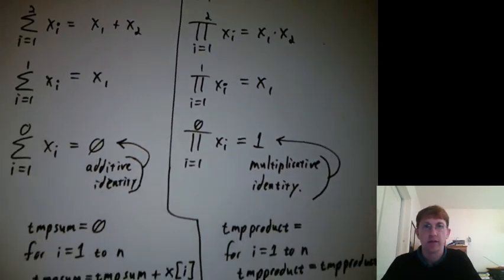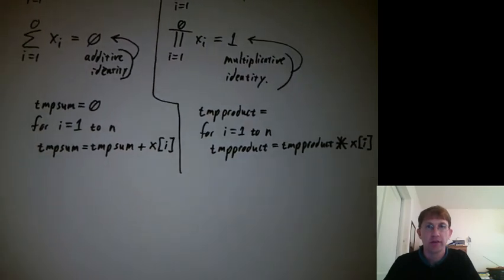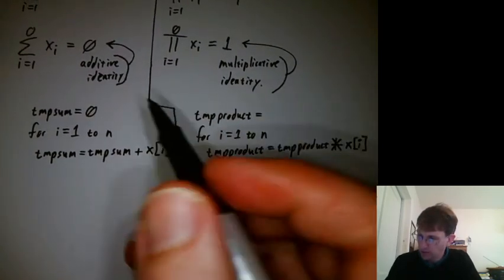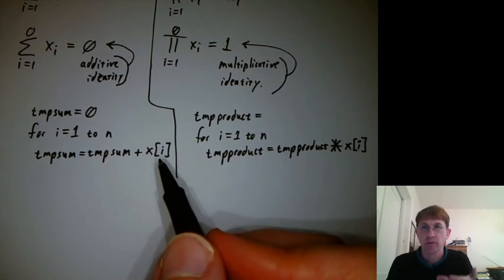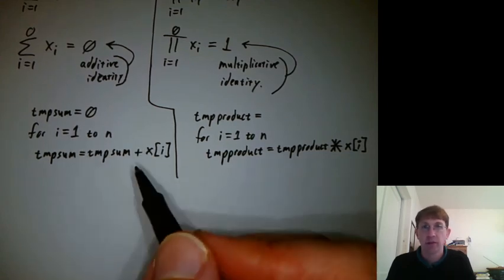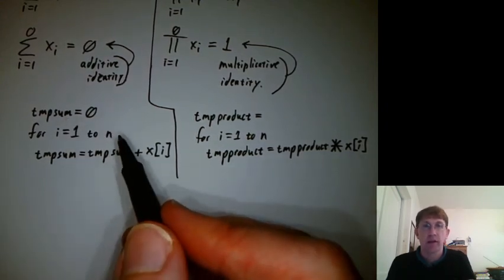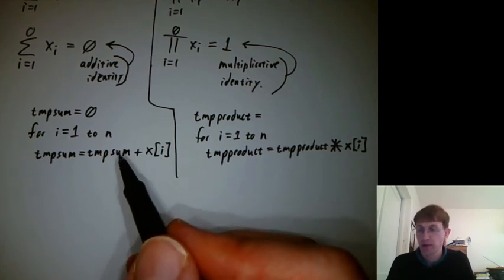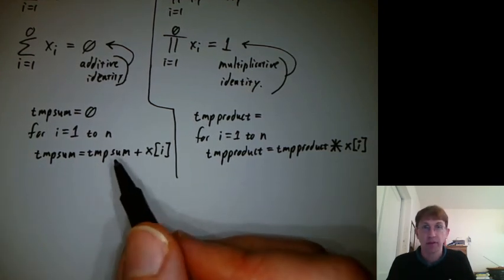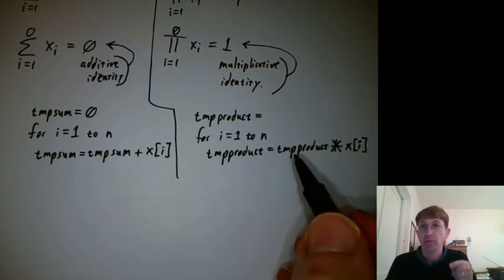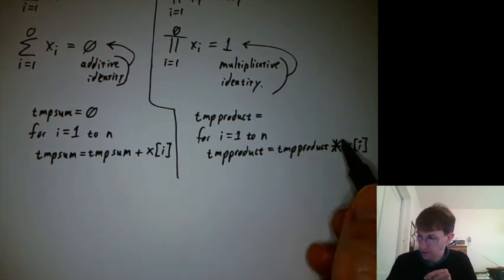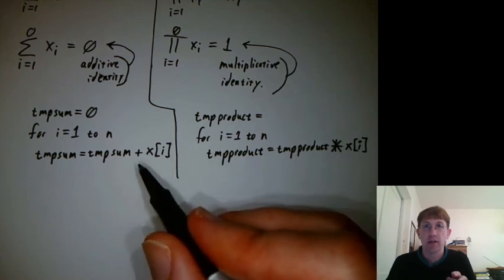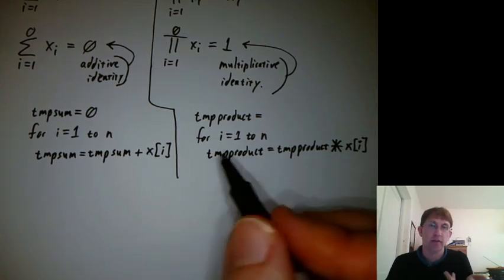Here's another way to think of it. If you're familiar with code, this is just kind of computer pseudocode. But if I wanted to add up the numbers in some array called x, I would write a loop like this. I would initialize my variable and then loop through the array and add stuff to my variable, and then temp sum would be my final answer. If I wanted to multiply all the stuff in an array, I would just put a star here instead of a plus. I would call it temporary product instead of temporary sum.